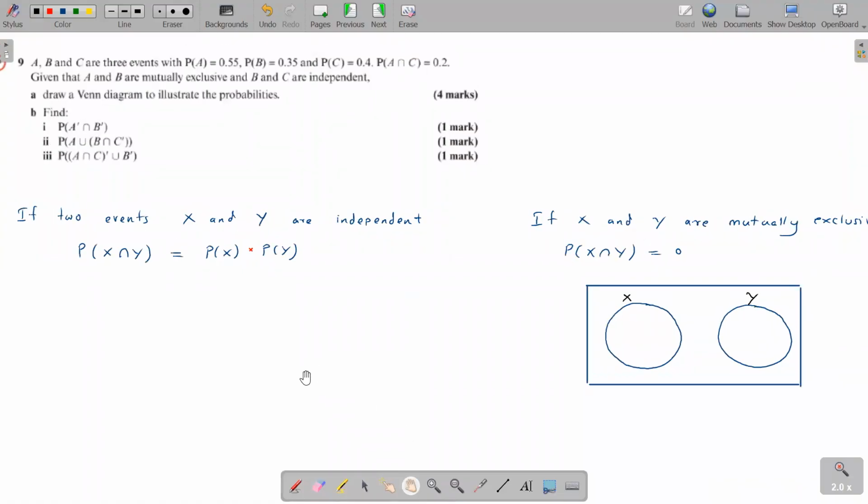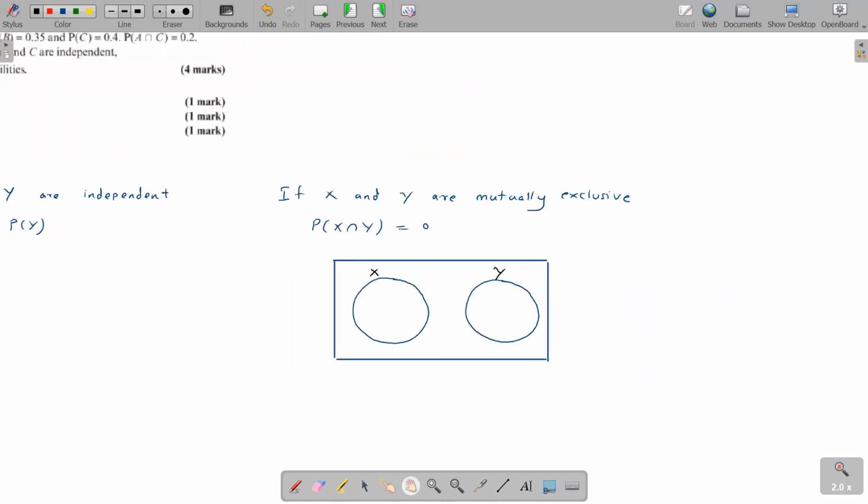Okay, guys, I'm moving on to question number 9. I have just given some reminders here, because you need to remember these rules in order to do this question. I have given you the rules regarding independent events and mutually exclusive events. If two events x and y are independent, then probability x intersection y is equal to probability of x times probability of y.